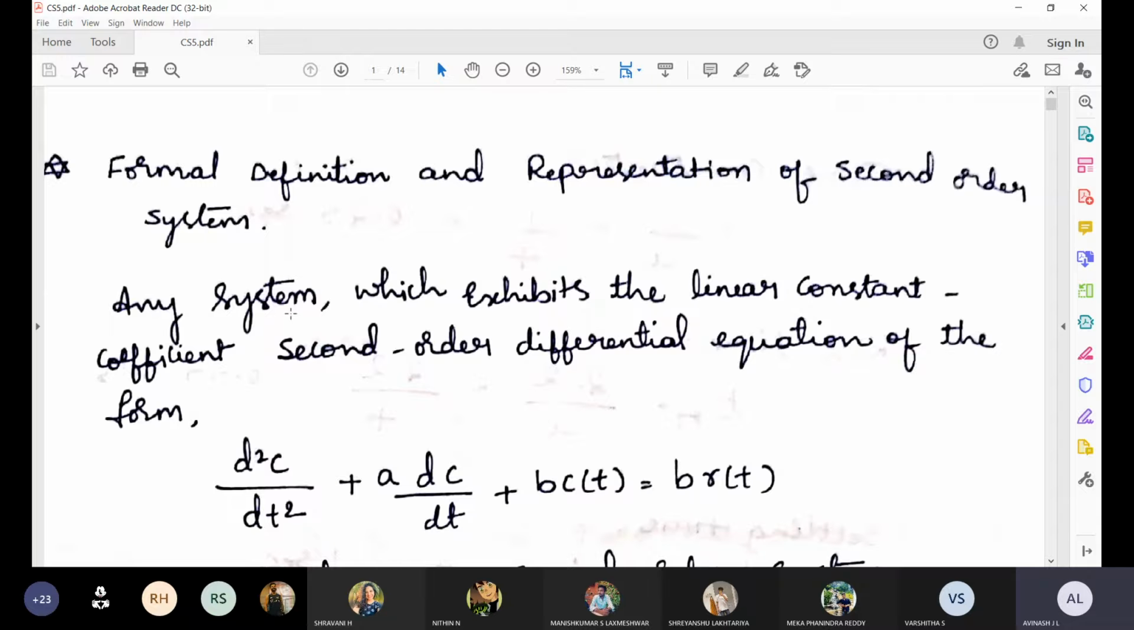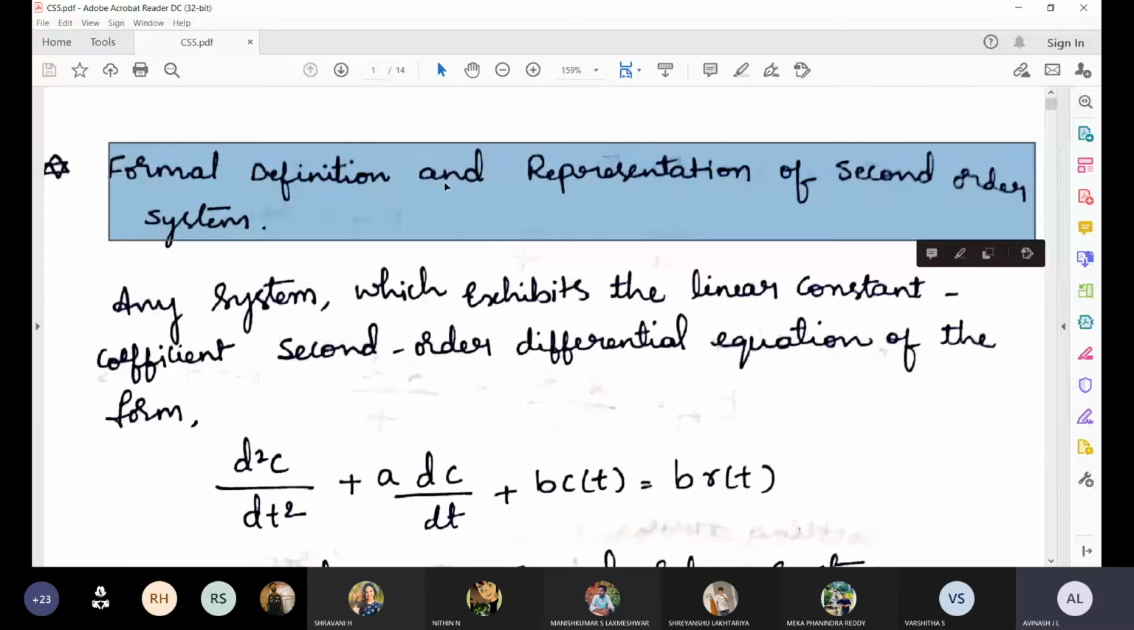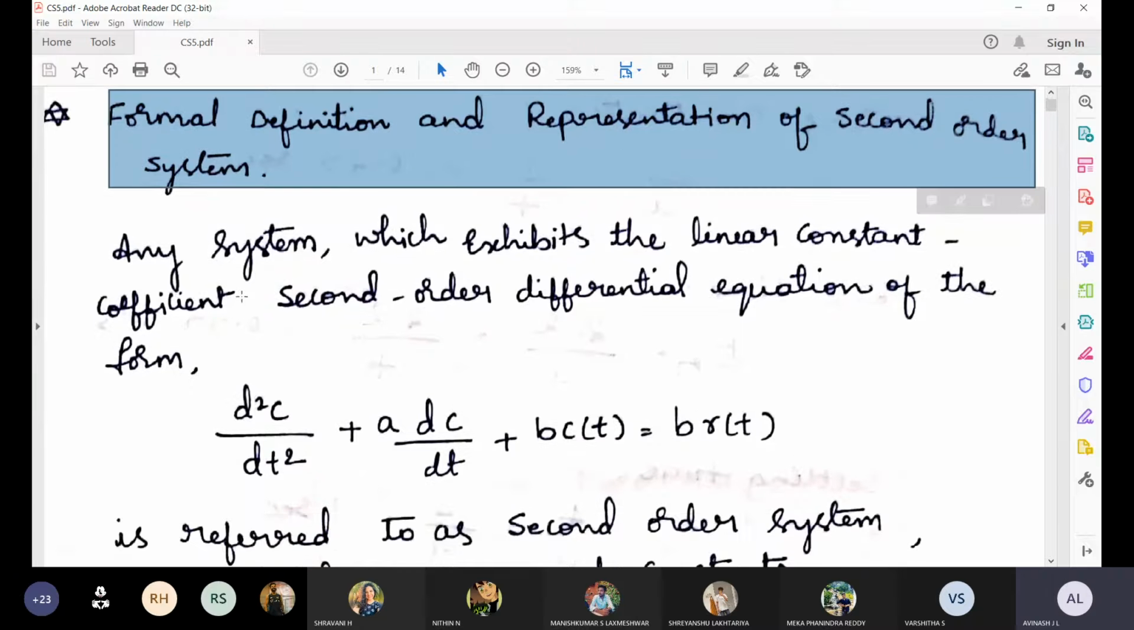Clear. So for that matter, just write the heading: formal representation of second order system. Write down one by one. We will see how we are going to represent the second order system, and after that how we are going to derive the time response of the second order system. Is that clear to you? So write down: formal definition and representation of second order system.